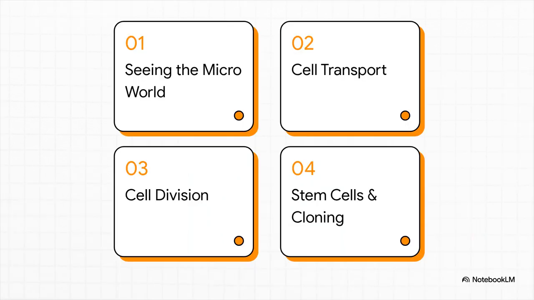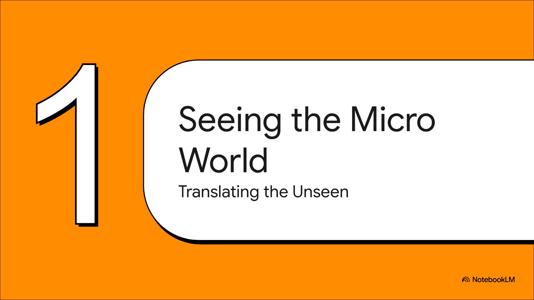Here's a quick look at a roadmap for today. We'll start with seeing the microscopic world, move into how cells transport stuff, look at how they divide, and finally, wrap up with stem cells and cloning. All right, Section 1, Seeing the Microscopic World and Translating the Invisible.